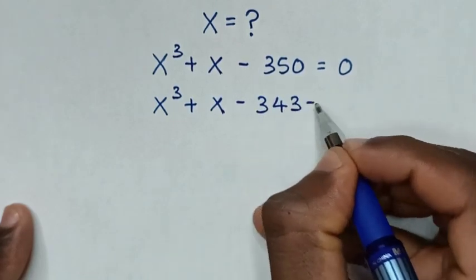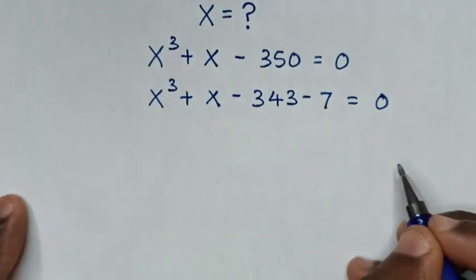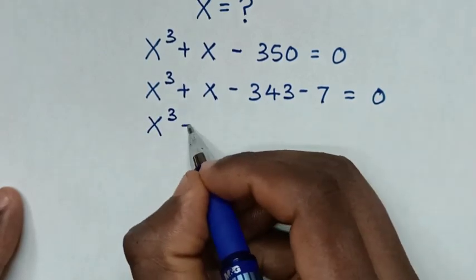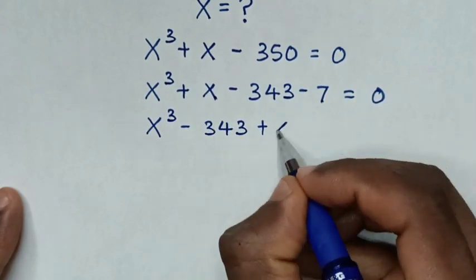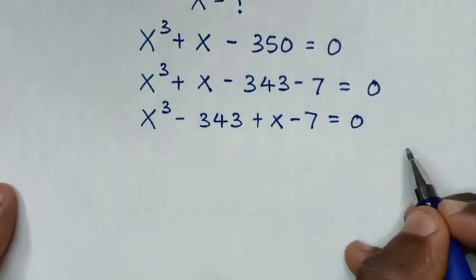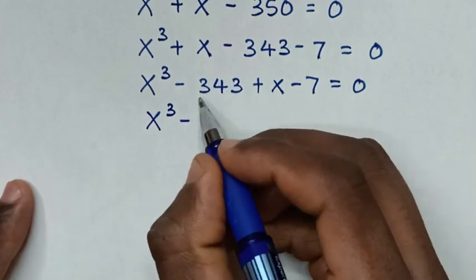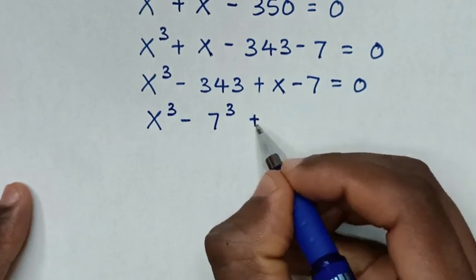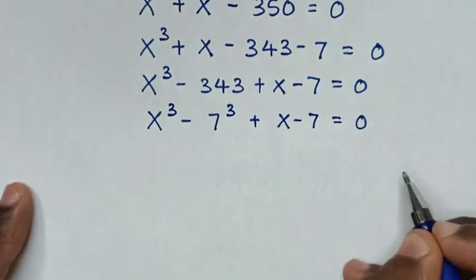Then our equation will be x power of 3 plus x, then minus 350 is the same as minus 343, then minus 7 is equal to 0. Then it will be x power of 3 minus 343 plus x minus 7 is equal to 0. Then 343 is the same as 7 power of 3, then plus x minus 7 is equal to 0.